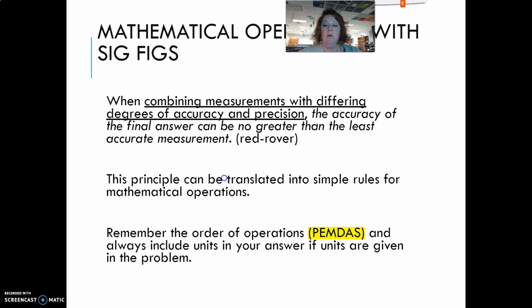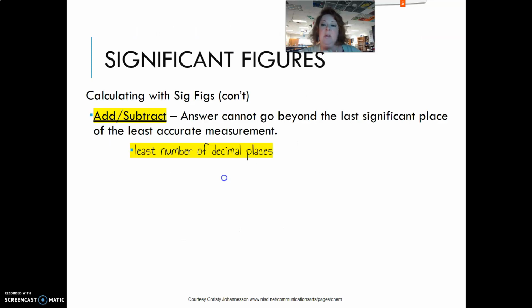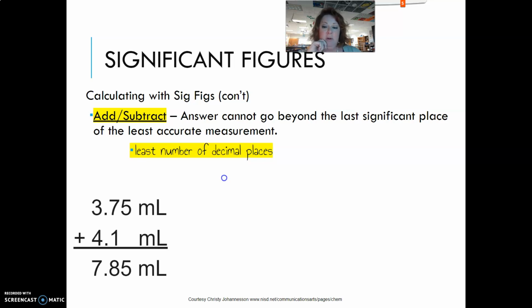So we're going to apply that to mathematical operations. A couple things to remember. Always remember your PEMDAS and always remember putting units. So we'll start with addition and subtraction. When you add and subtract, your answer cannot be more than the last significant place of the least accurate measurement. In other words, it's the least number of decimal places, and I will show you.